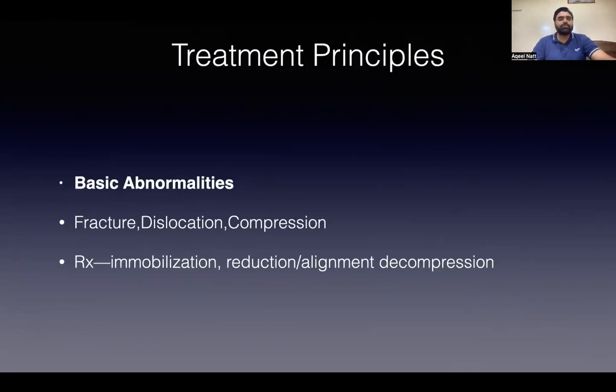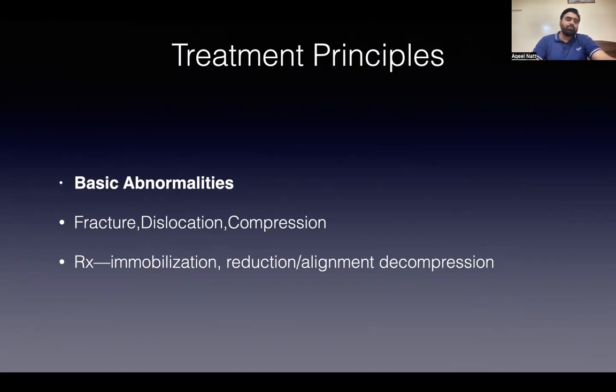Now, the treatment. Treat the basic abnormality. Basically, you must know how to treat a patient according to the pathology. Whatsoever the pathology is, you have to tailor your treatment according to that. The basic pathologies can be fractures, dislocations, and compression. These are the bony abnormalities, and neurological injury is when there is compression on or damage to the neurological structures.